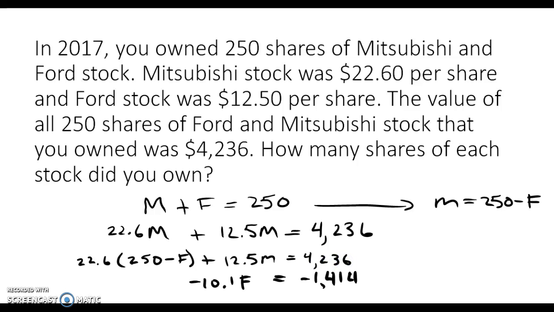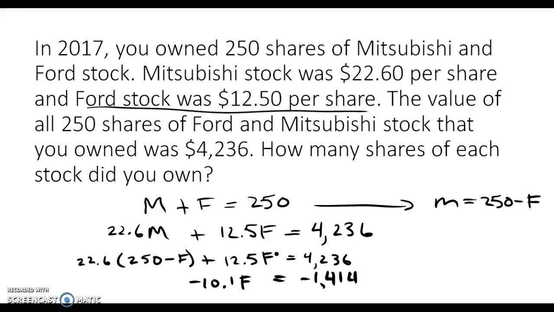And just to let you know, it was $12.50 for a Ford stock, $12.50 per share for Ford, so I did make an error when I wrote that. Ford stock was $12.50 per share, so times however many shares of Ford that you have is a grand total of $4,236. Anyway, I solved this equation, I distributed that. I'm going to make this an F here so it doesn't get confusing. Sorry about that. And we wind up with two negative numbers.